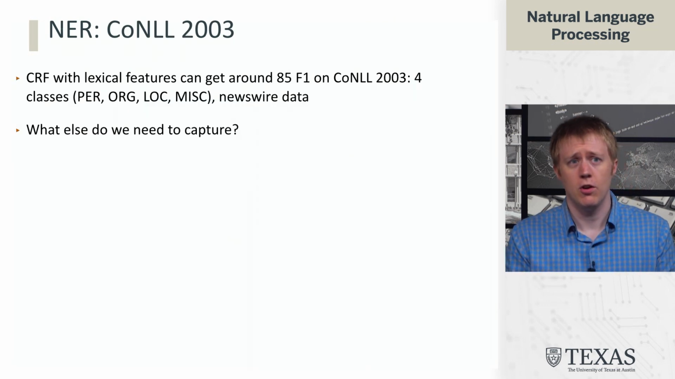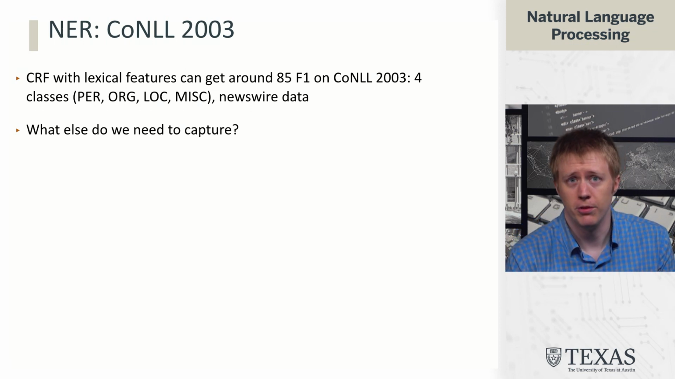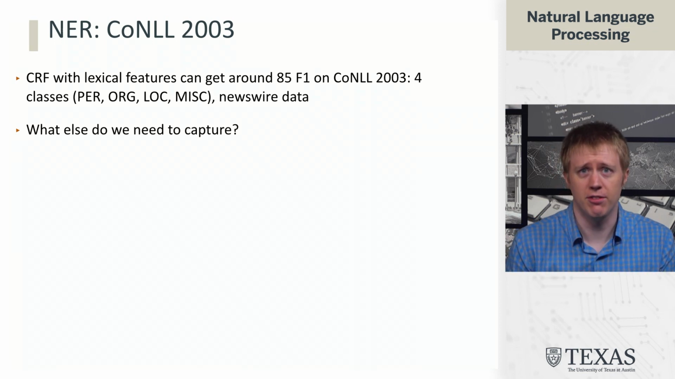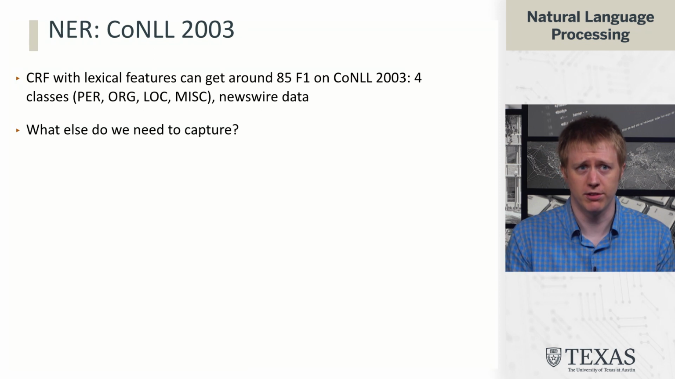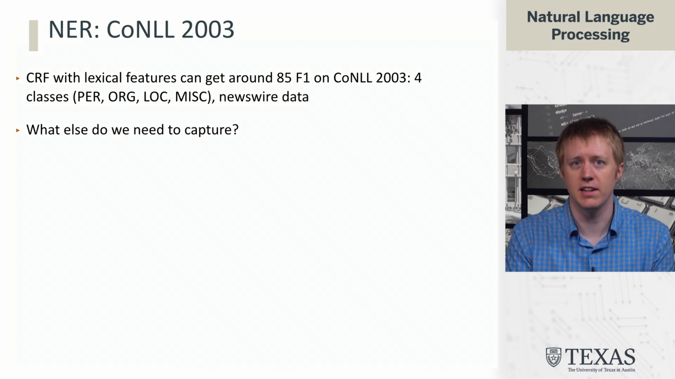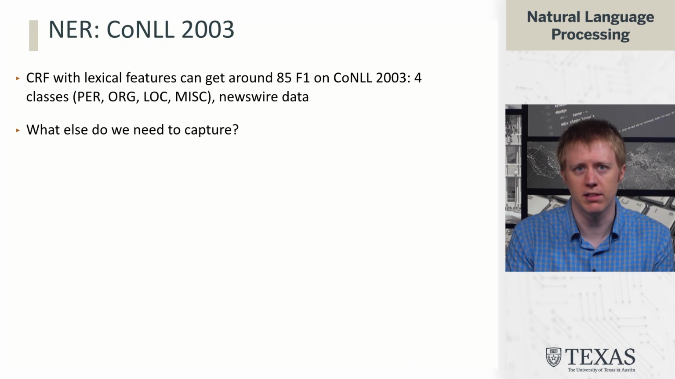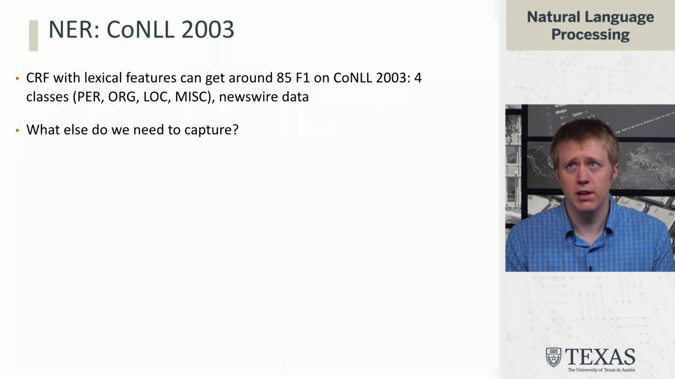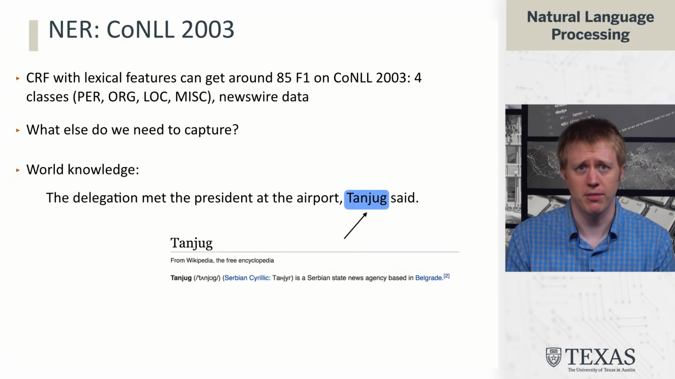So the CRF with lexical features we've built up can get around 85 F1 on the CoNLL 2003 data set. This is a 4-class NER task built on newswire data. You have to throw in some somewhat fancy features in order to get this, but this is pretty good performance. It's not easy to get here with naive classifiers or HMMs or anything like that. So it's worth asking, what else do we need to capture about this task?